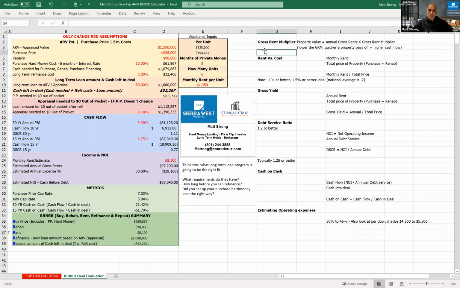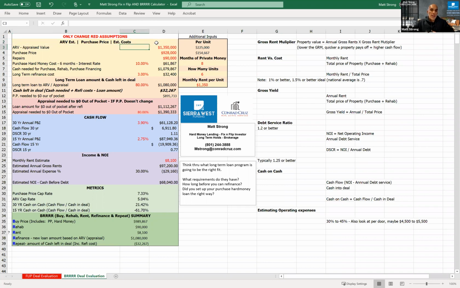Quick note so you don't get distracted. On this side, I just have some common multifamily metrics that are helpful at some point to evaluate multifamily or rentals with. Gross rent multiplier, rent versus cost, gross yield, debt service ratio, cash on cash, and then estimating operating expenses. Don't worry about those now, but they could be things to look into that will help you as you evaluate multifamily and rentals. Okay, so again, only change the red assumptions.